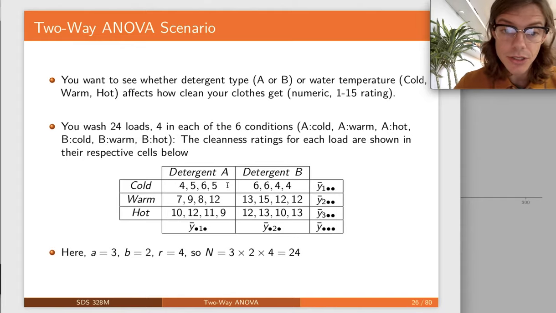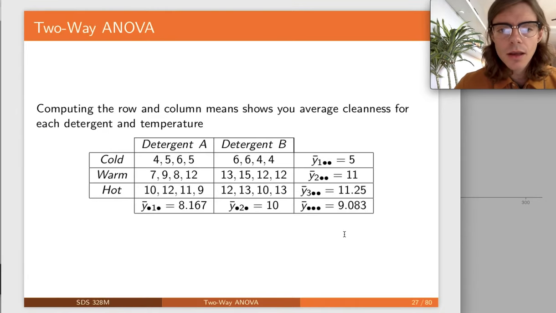There's 24 observations, 24 loads of laundry. And you could compute, hey, what's the average cleanness for a cold load? What's the average cleanness for a warm load? What's the average cleanness for a hot load? How about for detergent A? What's the average for detergent B? What's the overall average, right? You can just compute these by taking averages. So let's do that.